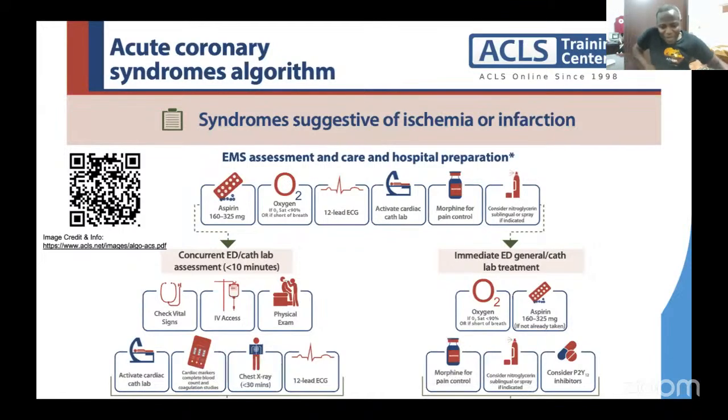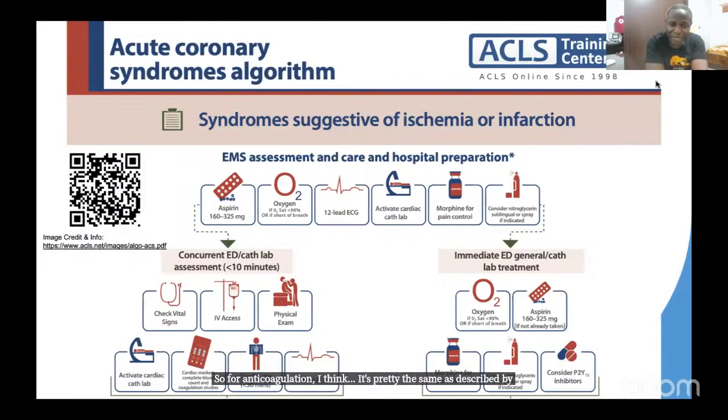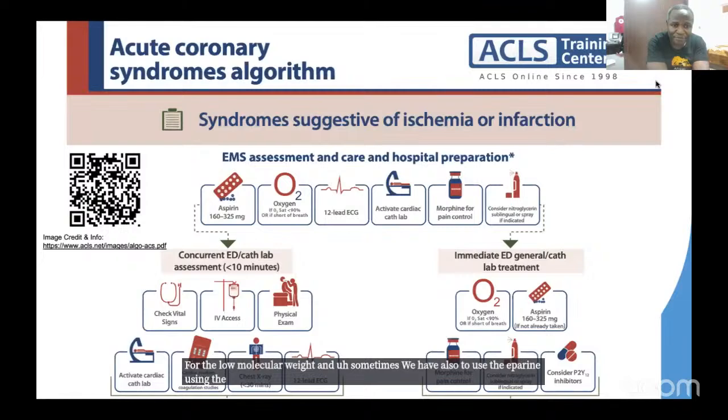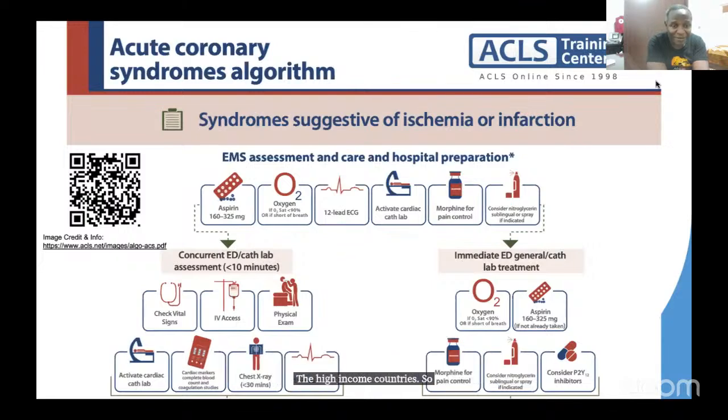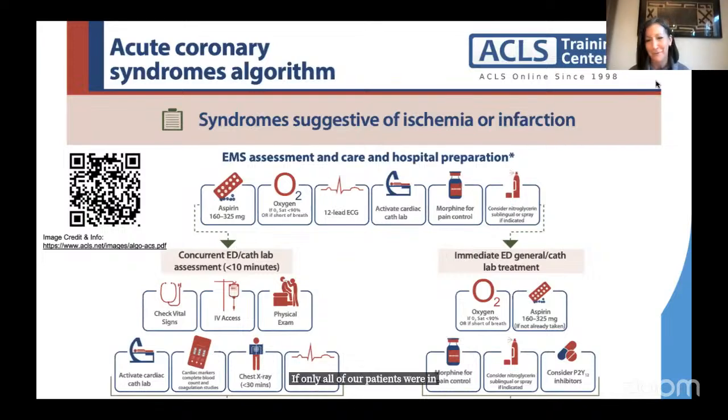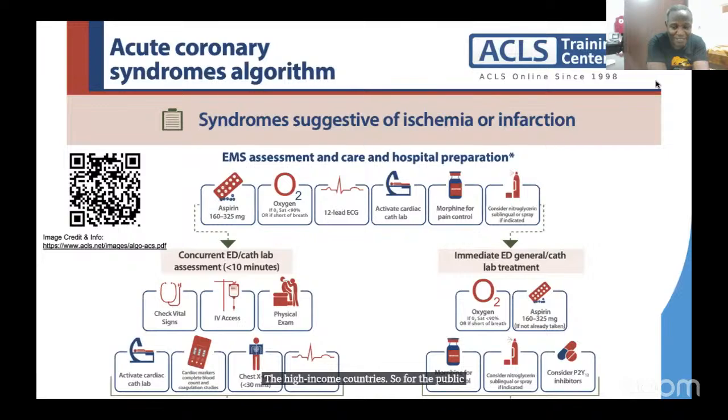So for anticoagulation, I think it's pretty much the same as described by Emerson for the low molecular weight, and sometimes we also have to use heparin with a pump. As he said, in the private sector there is always the possibility to juggle and get everything we can get from the high income countries. So for the public, if only all of our patients were in private. This is unfortunate, isn't it? Yes, for the public sector, that's where we have to look at the essential drugs in the hospital.